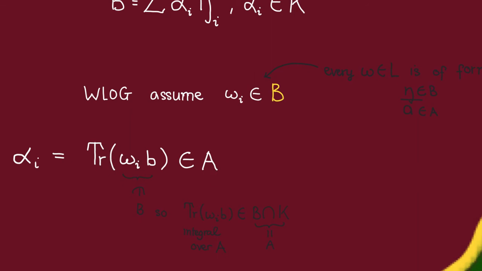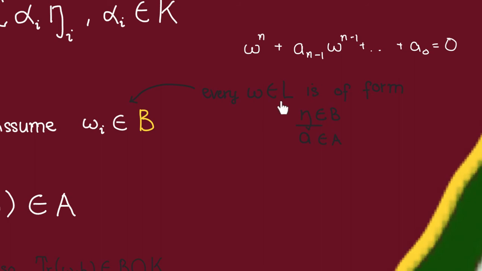Alright, so the only thing we need to fill in here is why we can assume that this ω_i lies in B. Well, observe that every ω in L satisfies some monic polynomial with coefficients in K. If we let a be the least common multiple of the denominators of these coefficients, and then multiply this with a to the n, then we get a monic polynomial for aω, but now with coefficients in A instead of in K. So aω is integral over A, and thus aω must lie inside B.